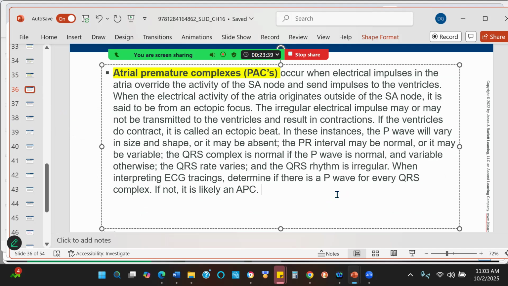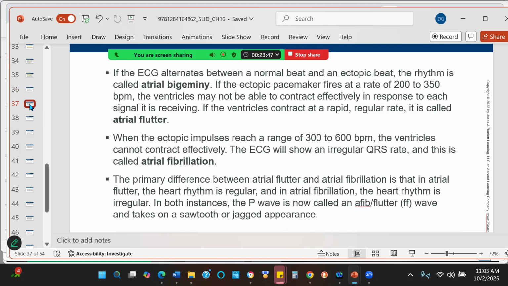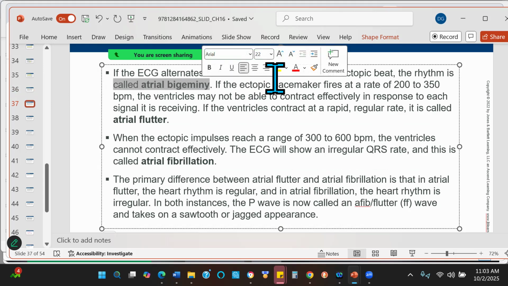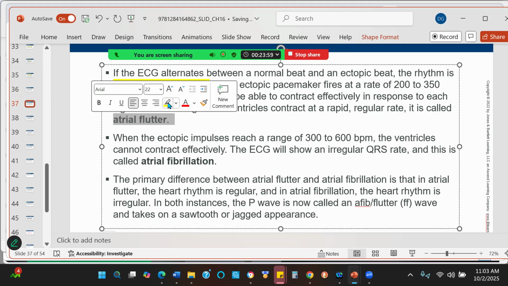We all have a few of these. We're really not too concerned about these unless there are a lot of them. And a lot of them would mean several per minute. Every other beat is a PAC. That's called atrial bigeminy. We don't see that very often. But we are interested and concerned if it becomes atrial flutter.